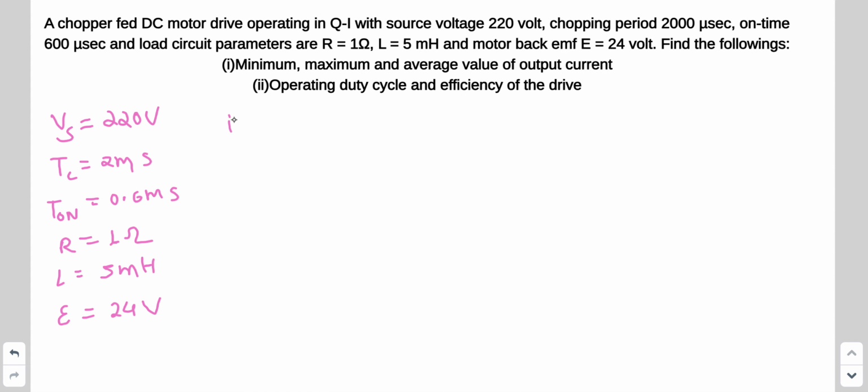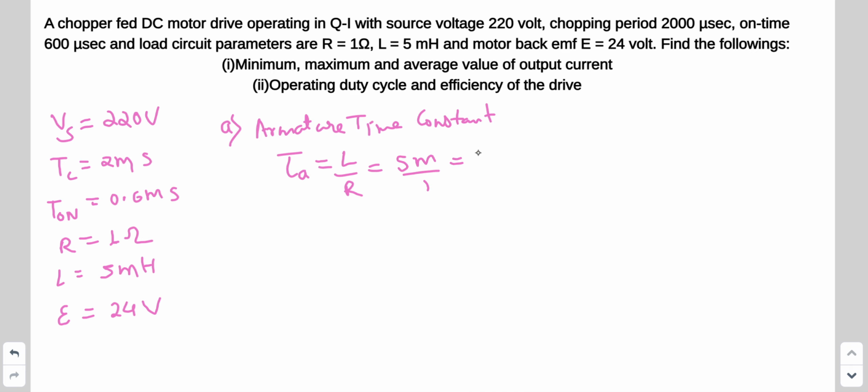Now let's calculate the time constant. Let's write it as A part. The armature time constant tau A is equal to L divided by R. So it is 5 millihenry divided by 1, it is 5 millisecond.